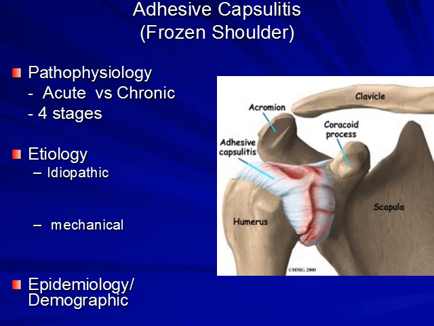Let's talk about adhesive capsulitis, which is often referred to as frozen shoulder. Okay, so we could have an acute or a chronic case. Now, let's talk about what this is, all right? Because generally the acute stage is missed until it moves on through the other stages of the condition.